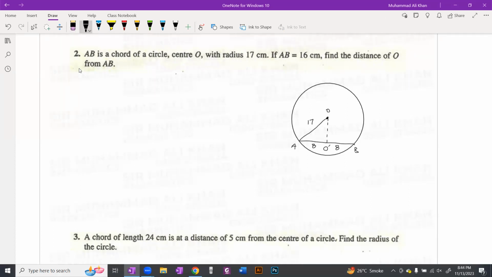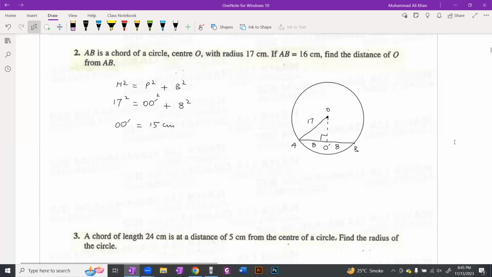So by using Pythagoras theorem, as this angle is of 90 degrees, hypotenuse square equals perpendicular square plus base square. Hypotenuse is the longest side opposite to 90 degrees. 17 square equals perpendicular, which is OO dash square, plus base, which is 8 square. By this, OO dash, or the distance of O from chord, is 15 centimeters. So this is the distance of chord from the center O.